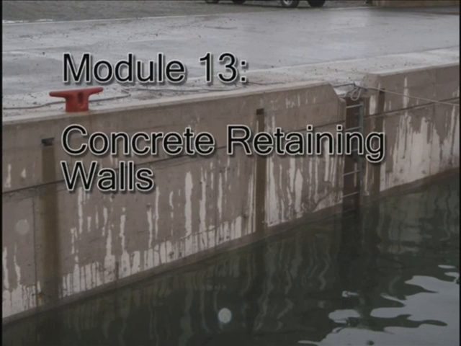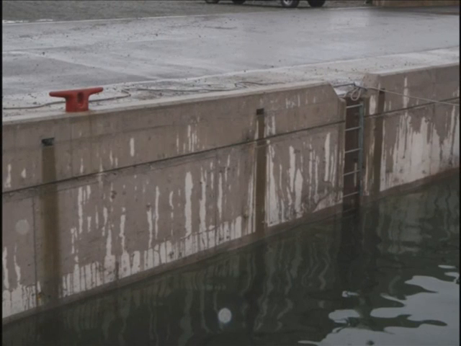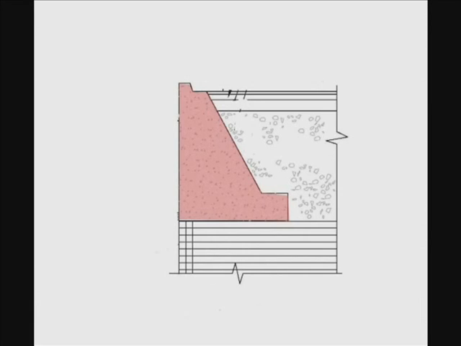This is the video for Module 13, Concrete Retaining Walls. Concrete retaining walls can be classified under two principal categories, gravity walls and structural walls. Gravity walls are walls that depend on the mass of concrete to generate resistance against sliding and/or overturning of the wall.